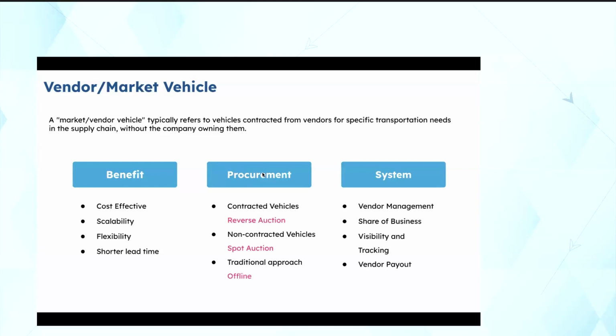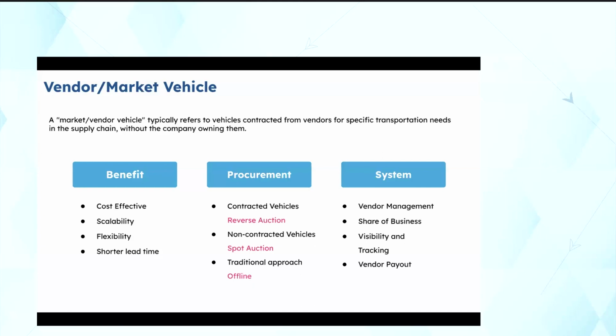right? Now the question again arises: how can the industries procure these market vehicles, right? There are multiple ways through which they can procure vehicles from the market. One of the traditional ways that people usually go is the offline mechanism, wherein they don't have any platform, right? They are doing their operations manually. At that time they call the vendor and the vendor sends the vehicle. So that's an offline mechanism, right?